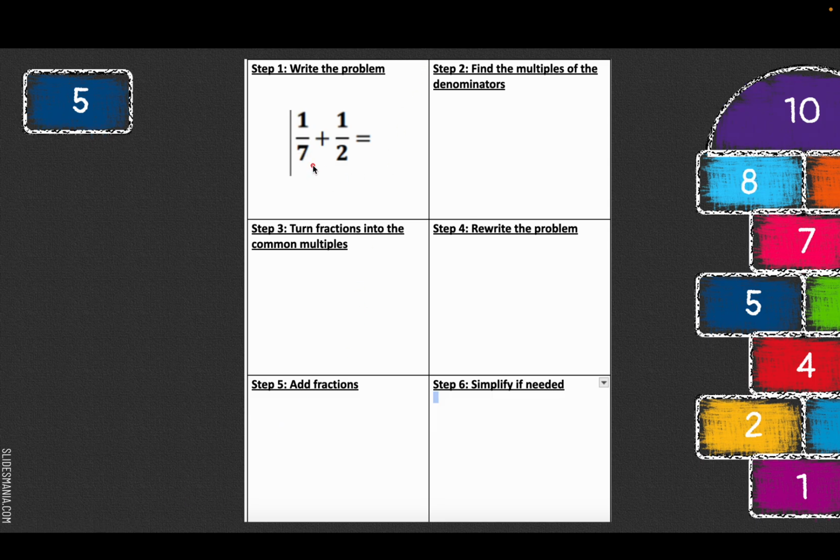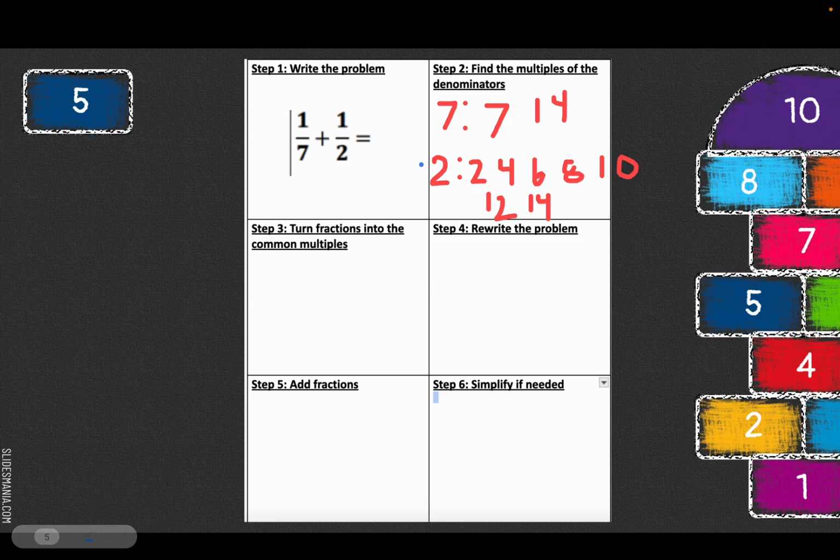Now, when we write the problem first, step 2, you find the multiples of denominators. So you have 7 and you have 2. You should have skip counted by both. So 2, I'm going to start with because it's easier. 4, 6, 8, 10, 12, 14. I'm going to stop there. And then we go 7, and 14. With that being said, you are going to then highlight what number is the same, which is 14 for both.